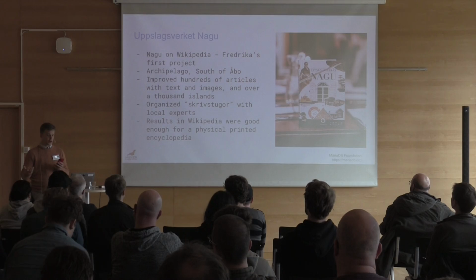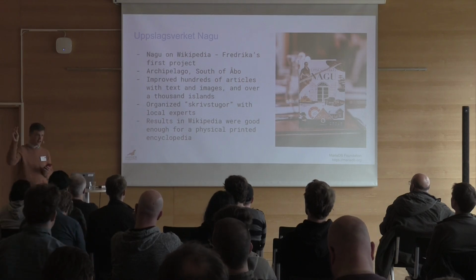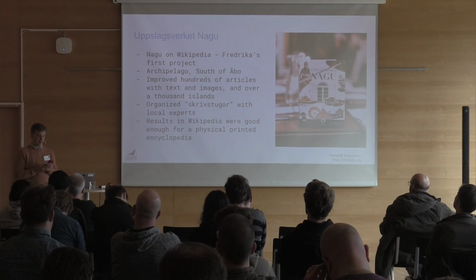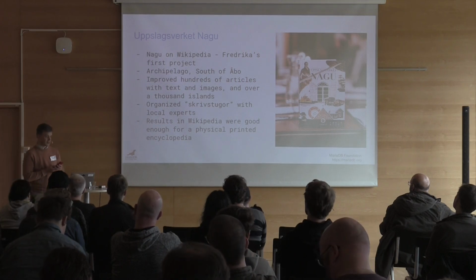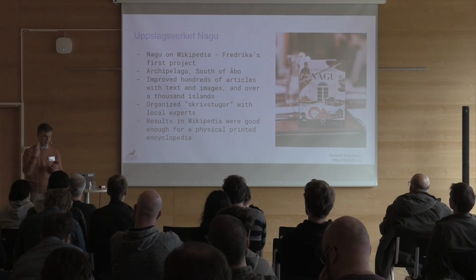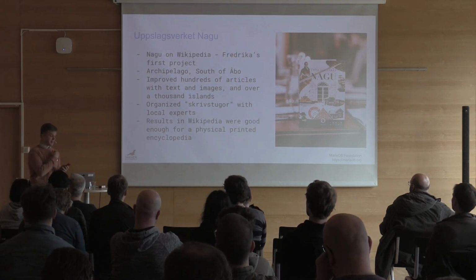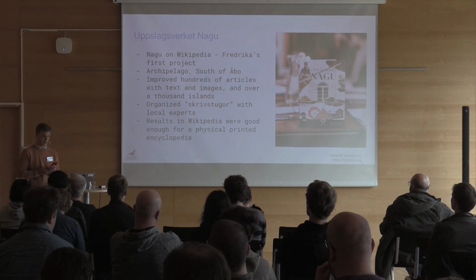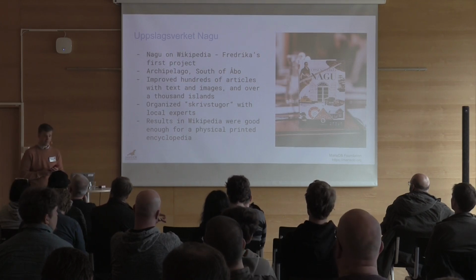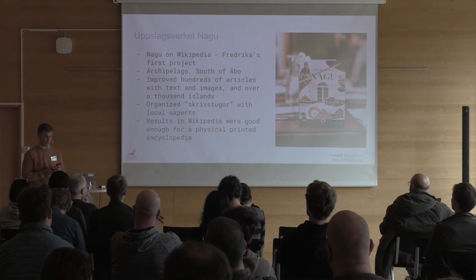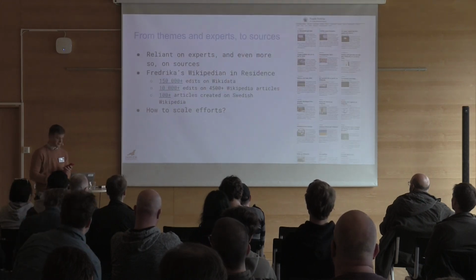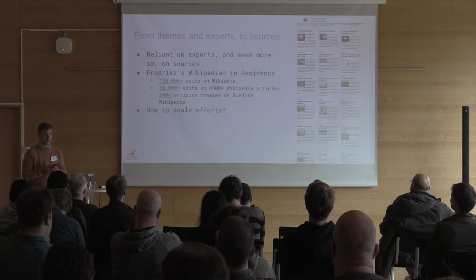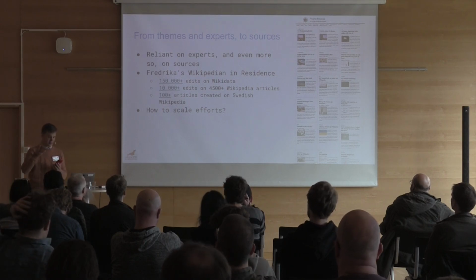Wikipedia is a community effort, but with our encyclopedia of Nagu, we learned that even though Kai and I were really excited about editing Wikipedia, it was a struggle to get local experts in Nagu to give feedback or to prepare. Well, they could give feedback on prepared material, but to actually get them editing was a lot more difficult. To actually get them to become Wikipedians, that was a step too much. So what we learned from that experience was that sources are really important, not just experts, but sources.